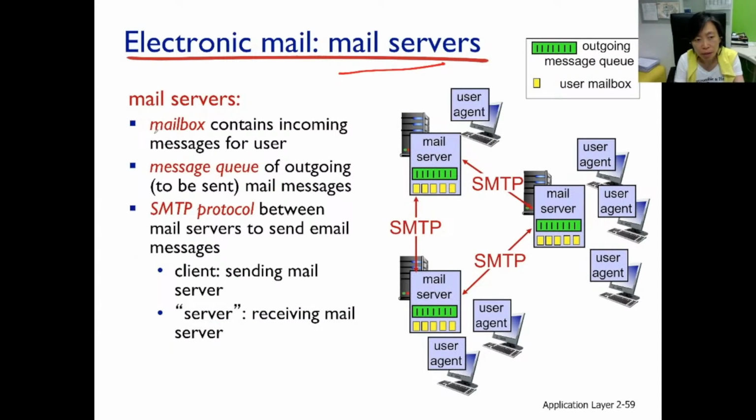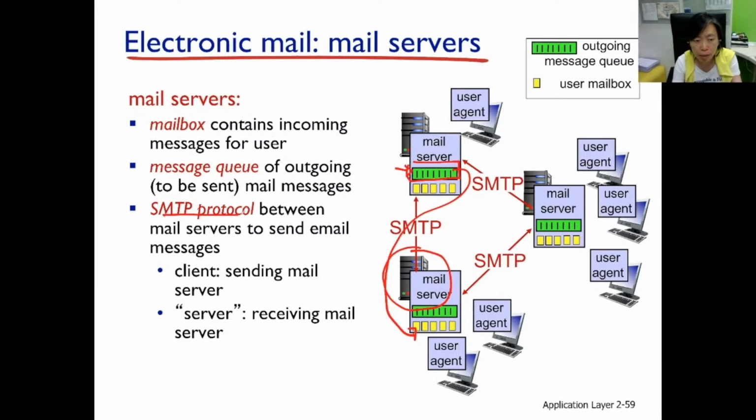All right. Now the mail servers. It's got three major components. The mailbox, which contains all the incoming messages per user. So these are the yellow boxes. When emails come in, they will be sorted out and then put into the email boxes depending on who the receivers are. Second component, the message queue. Those are the green queues over here. So messages that are going out will all be stored here temporarily, waiting for the receiving mail server to open up and then accept the emails.